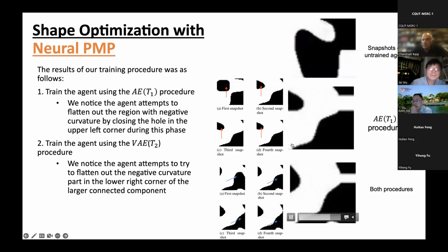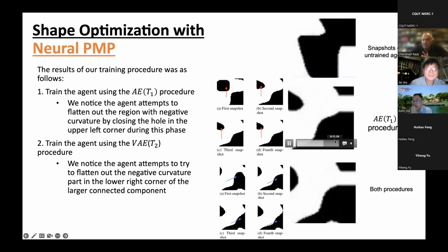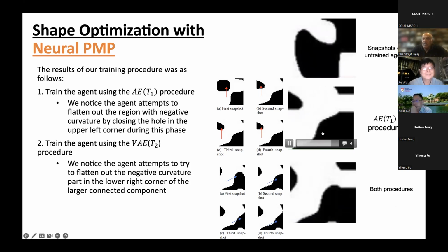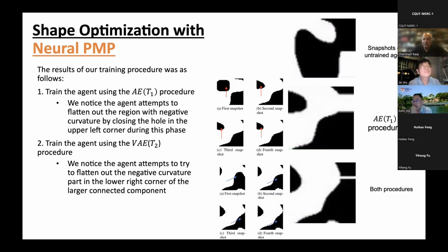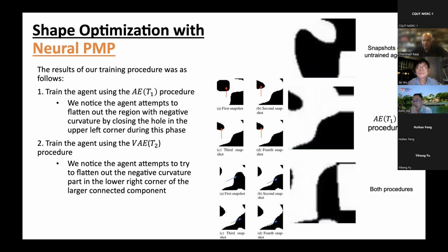And this, of course, is not done manually. This is all done by the computer learning how to modify the shape, making actions using maps, which are diffeomorphisms on the vector field.